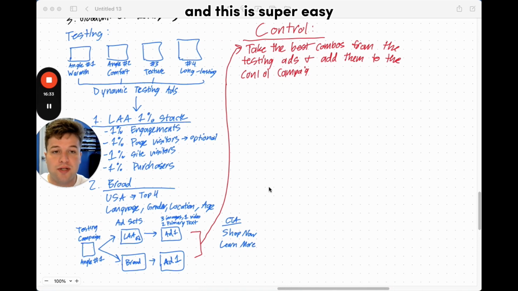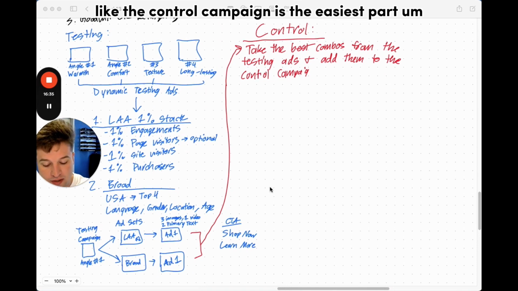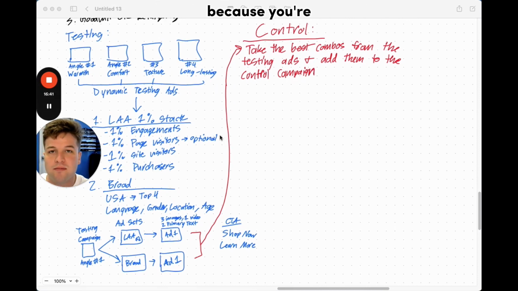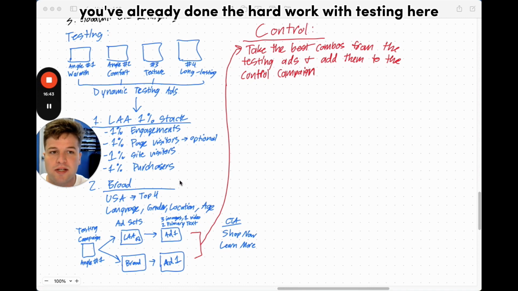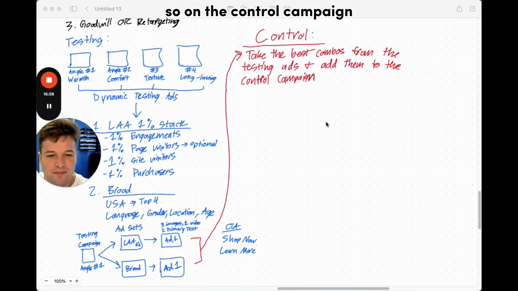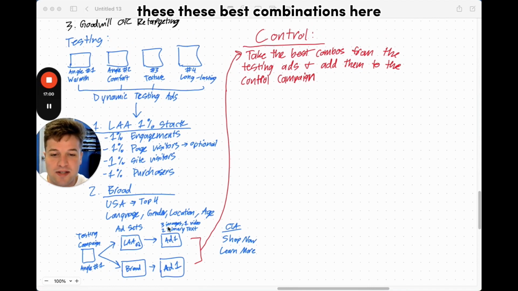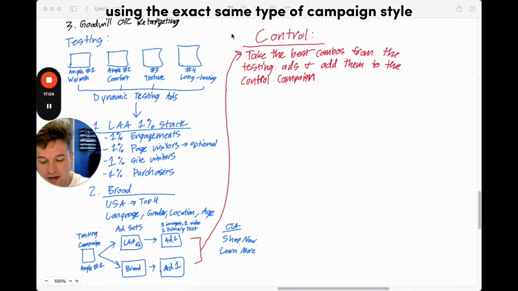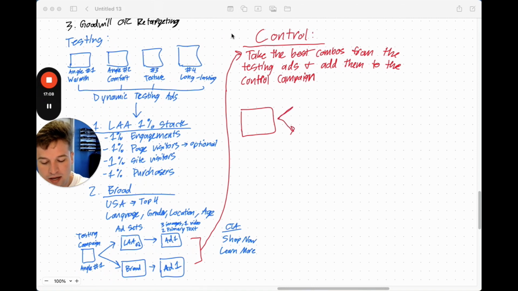And this is super easy. Like, the control campaign is the easiest part, because you literally are just taking things and putting them in a new campaign, because you've already done the hard work with testing here. So on the control campaign, we're going to take these best ads, these best combinations here, and we're going to put them into the control using the exact same type of campaign style as we had before.